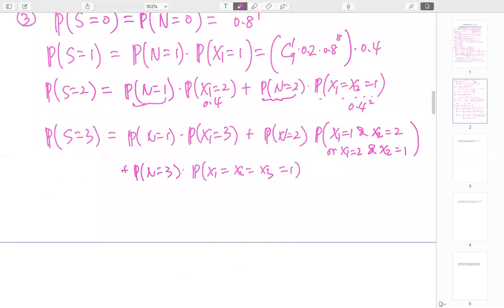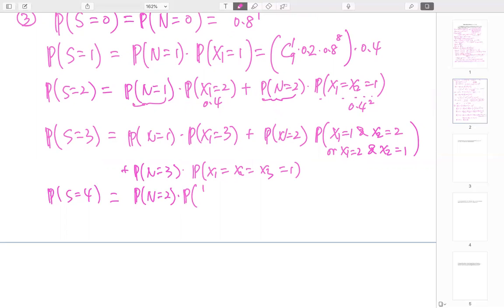Finally, let's analyze the probability that s equals 4. I believe you can handle it, right? So first of all, n cannot be 1. If n is 1, the maximum is 3. So we have to start with 2. So if you have 2 claims, how do you get the sum to be 4?